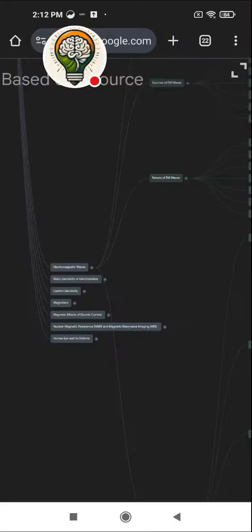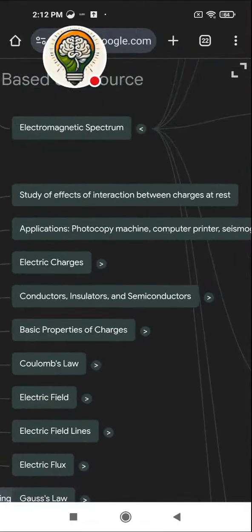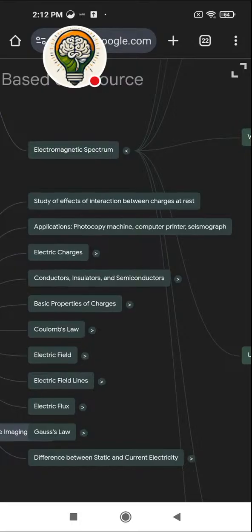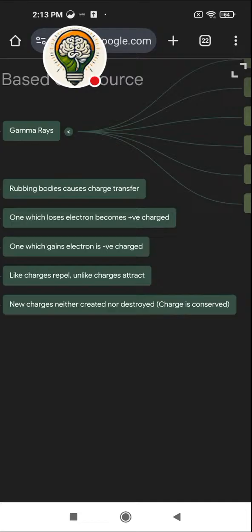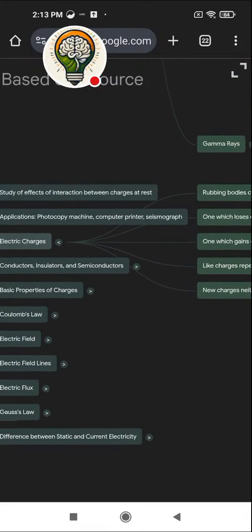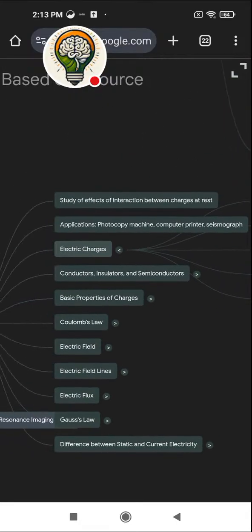Then comes static electricity and electrostatics: the study of the effect of interaction between charges at rest, with applications in photocopy machines, computer printers and seismographs. Electric charge: rubbing bodies causes charge transfer, and the one which loses electrons becomes positively charged, and the one which gains electrons is negatively charged. Like charges repel and unlike charges attract. Charges are neither created nor destroyed; charge is conserved.